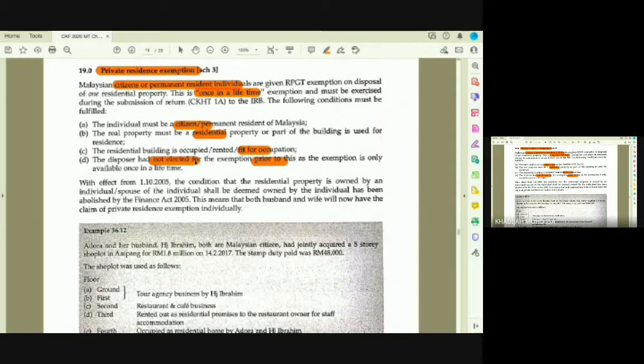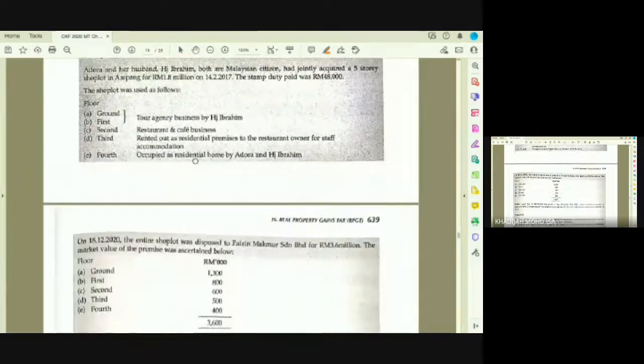Of course, if you think that one of the properties will give you the highest gain, which means the disposal price is very high as compared to the acquisition price, then you may want to opt for exemption on that property. So you don't have to pay tax on the big chargeable gain on that property, okay?